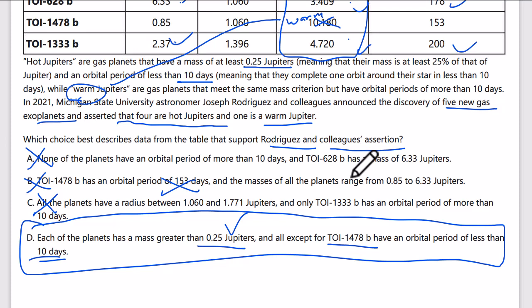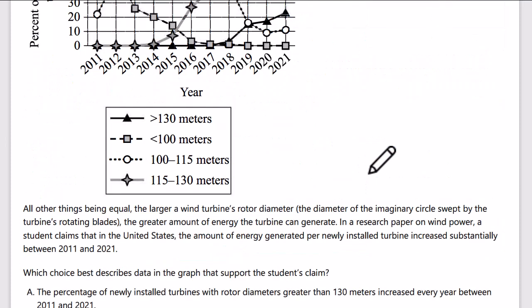And just a warm, it just says more. It doesn't have to be close to 10 days or not close to 10 days, just more. So D is correct. It's accurate to the text and answers the question. Okay, which describes the data in the graph that support the student's claim?